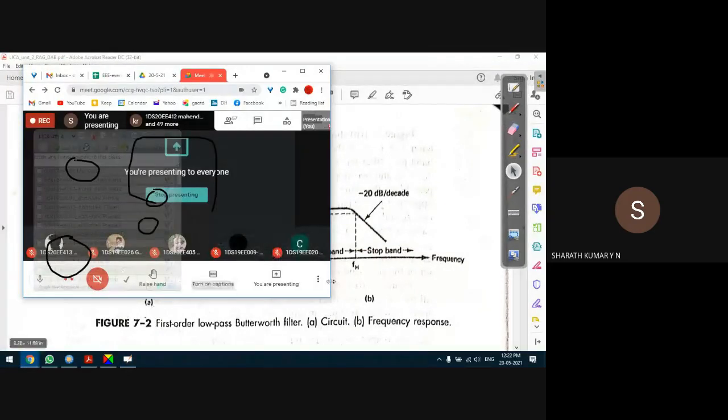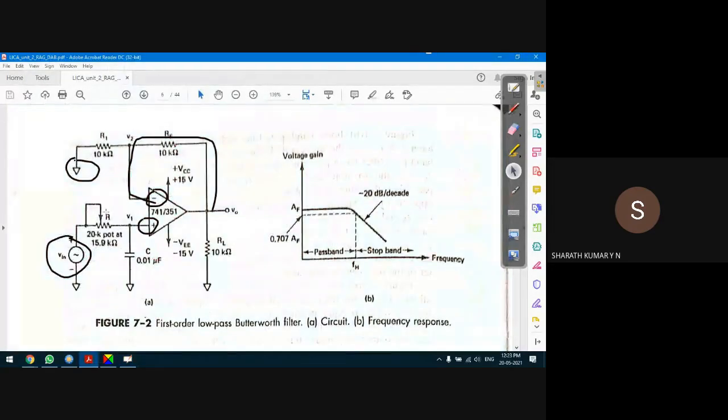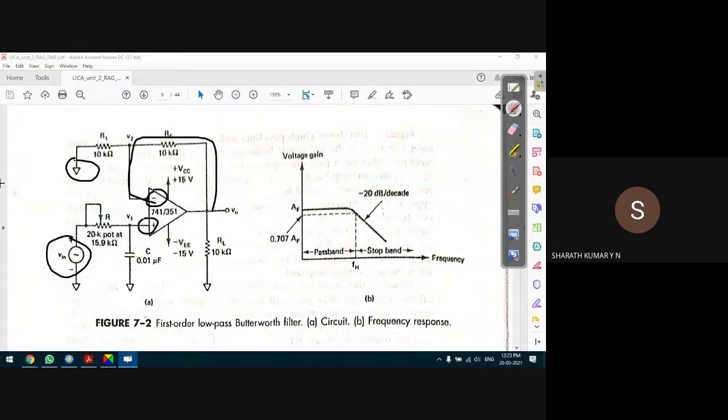Okay, so the feedback is negative. Observe the components of the filter. This is the voltage. This is the input signal whose frequency we have to control.